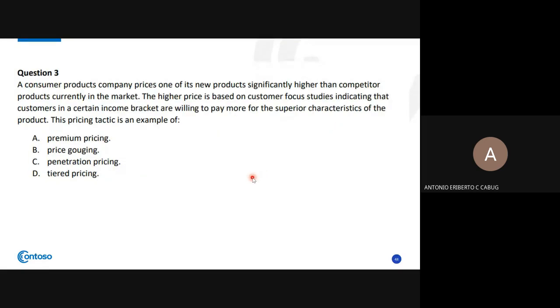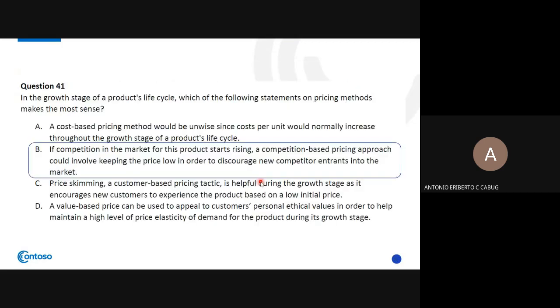Okay? How about this one? Mali yung C, ha? Mali yung letter C. Price skimming, a customer-based pricing tactic, is helpful during the growth stage. It encourages new customers to experience the product based on a low initial price. In price skimming, sinasagad mo yung price. Kung ikaw yung unang gumawa ng product, tinataasan mo yung presyo. Pag sinabing price skimming, you're charging the highest possible price initially para yung mga fanatic sa'yo, no?